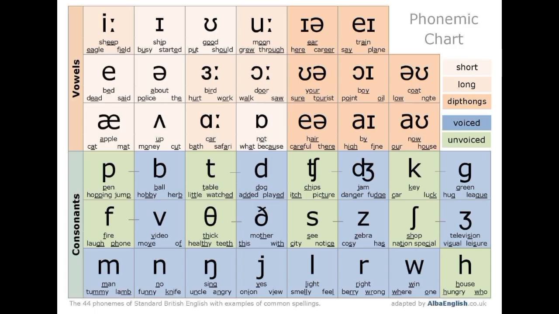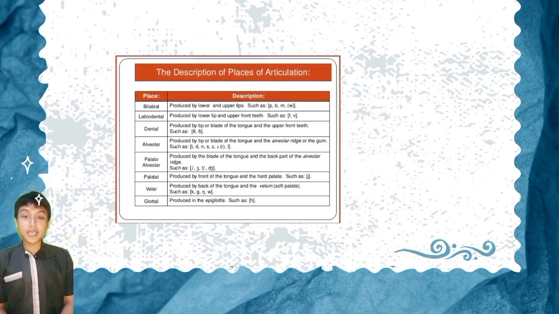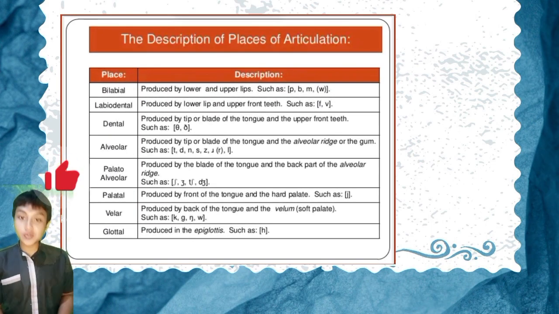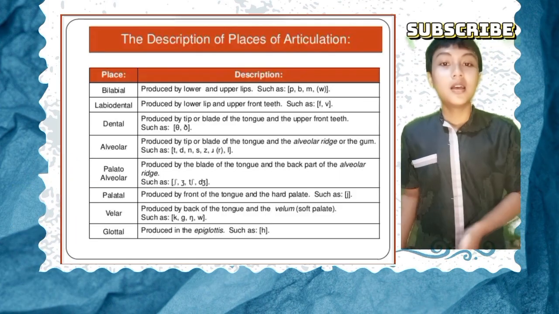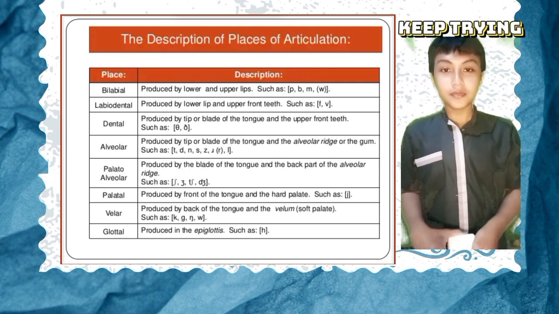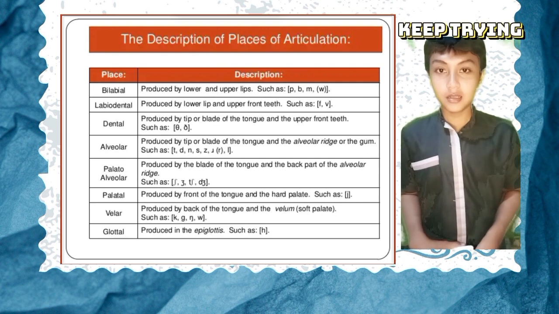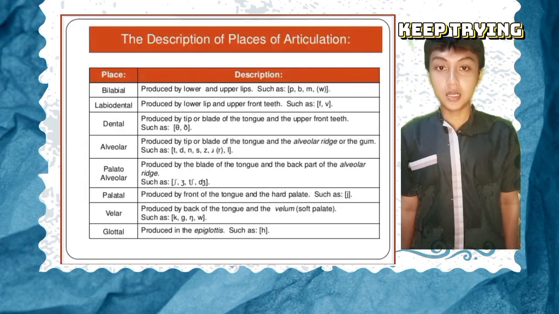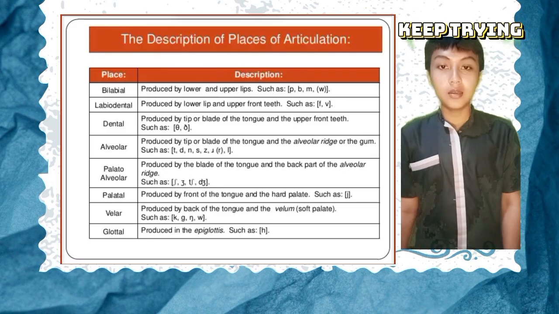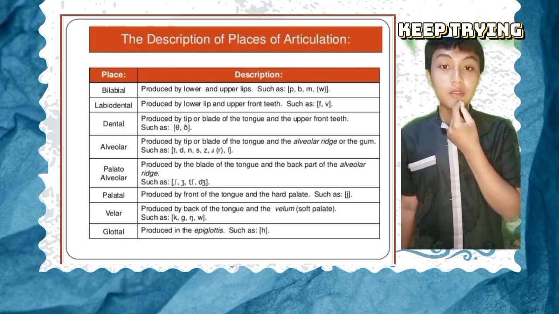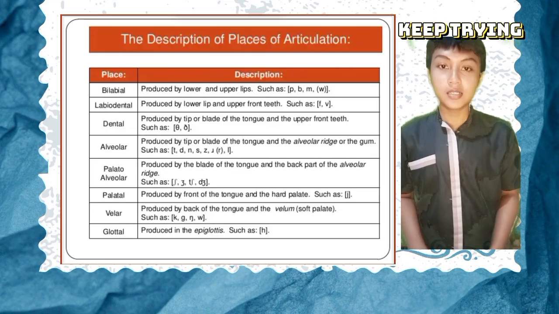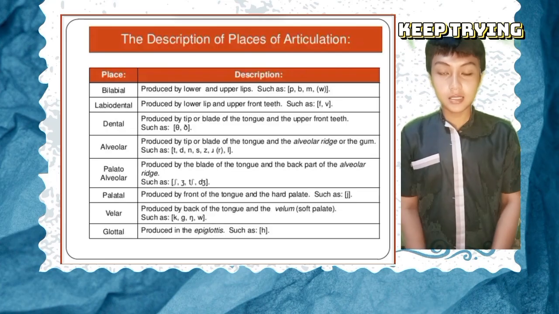Here is another example. Now, the place of articulation is where the sound stream from the larynx is constricted by the articulators. Here is the description of place of articulation. First is the labial, produced by the upper and lower lip, such as p and b. Then labiodental, produced by the lower lip and upper front teeth, such as f and v. Then there's guttural, produced by the epiglottis.